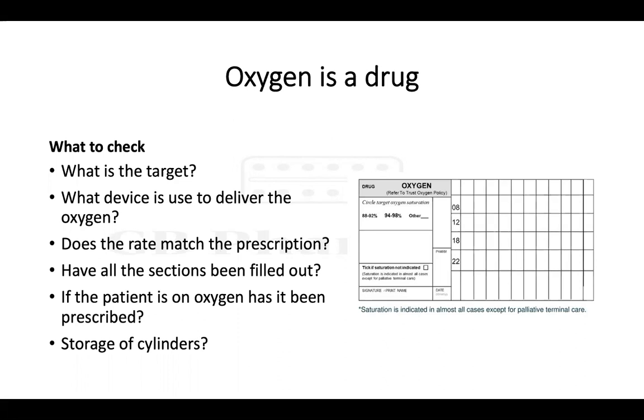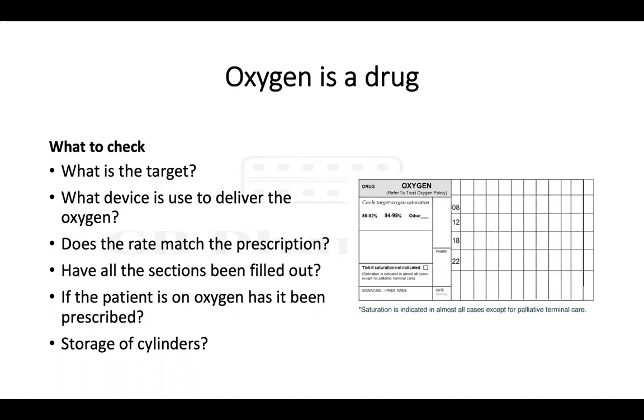Also, if the patient is a smoker, like we said, smokers and COPD patients might be on a reduced oxygen target, but they might be smoking. I've definitely seen people, and stopped people, trying to walk out with their cylinders to go for a cigarette. Oxygen is very flammable, so just some things to note on that.